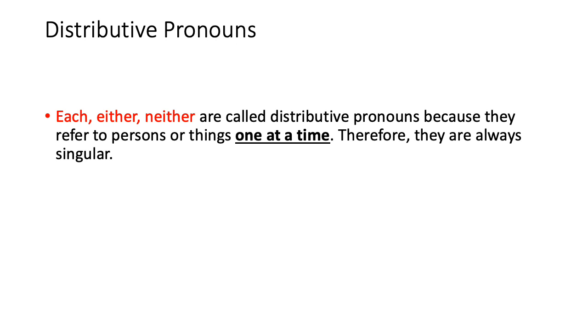Distributive pronouns. Pronouns which refer to persons or things one by one are called distributive pronouns. Each, either, or neither are distributive pronouns. They are always treated as singular.